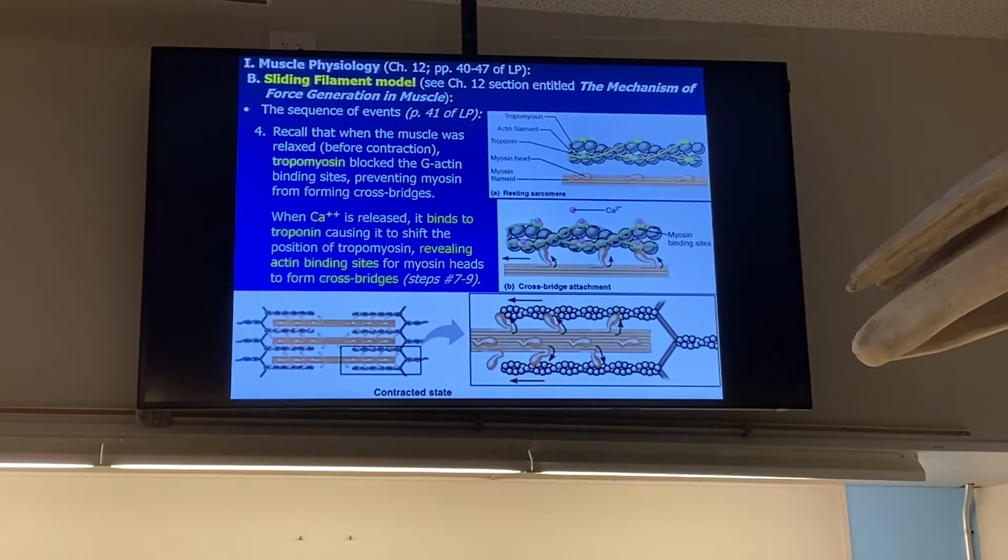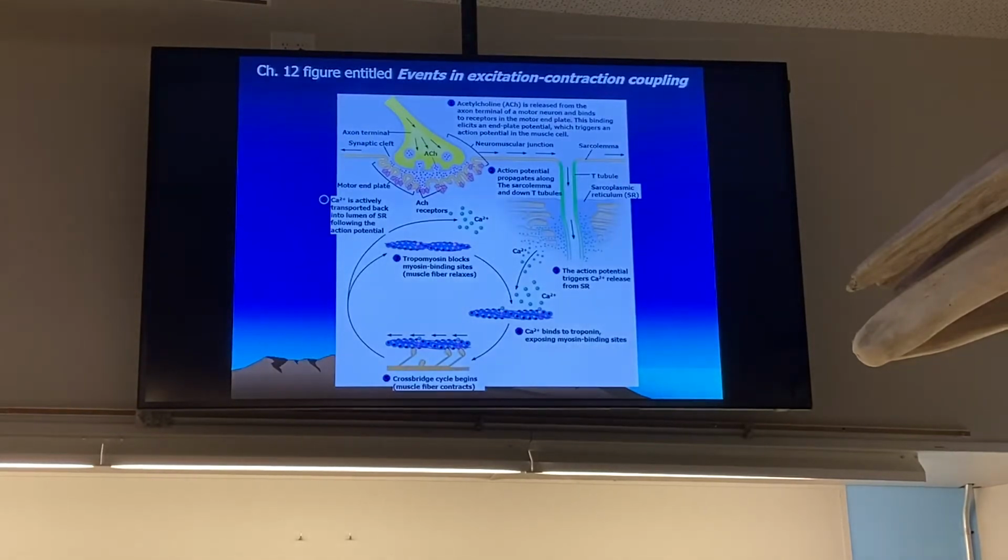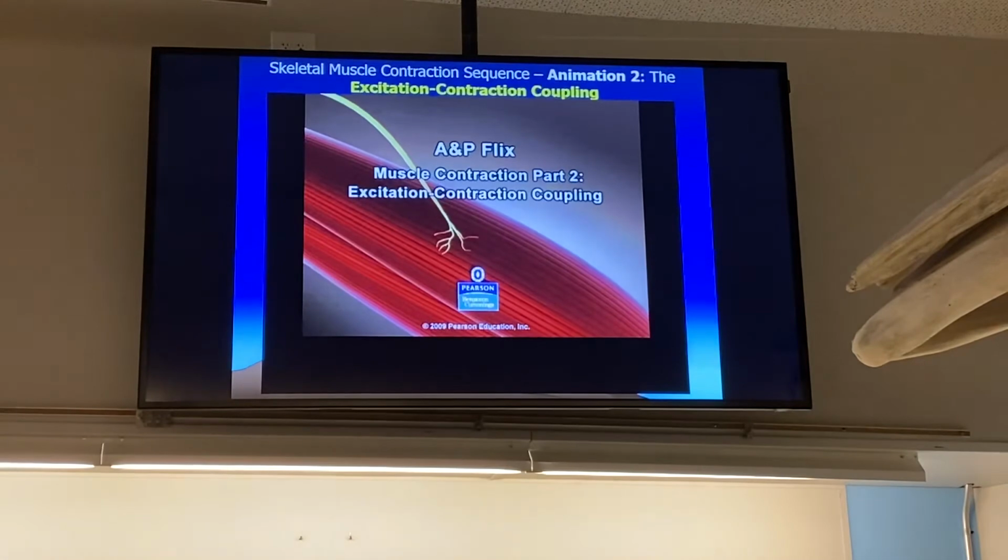Everybody got this? What happens when there's a cross bridge? It automatically is going to power stroke. This is just a figure showing you what we've been talking about so far. This whole thing is referred to as excitation contraction coupling. I just fixed this PowerPoint before lecturing. Hopefully this thing works.